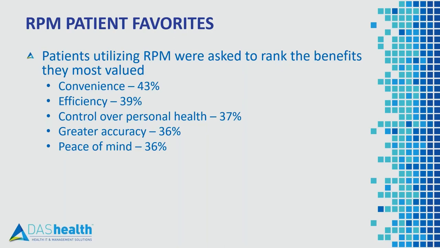So some of the information on the RPM that we see from patients is, you can see where they feel there's convenience, where they feel it's effective, the control over personal health, their greater accuracy, and peace of mind. This is some of the data that we did find and were able to collect from our patients.